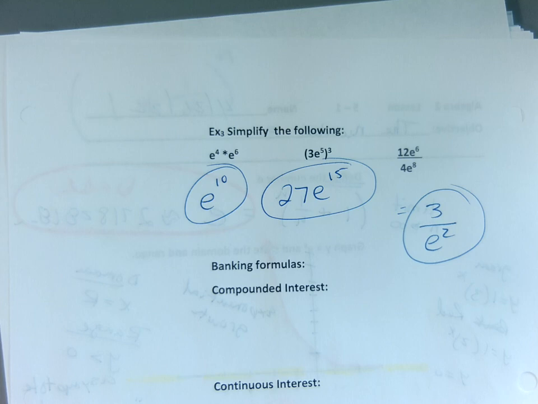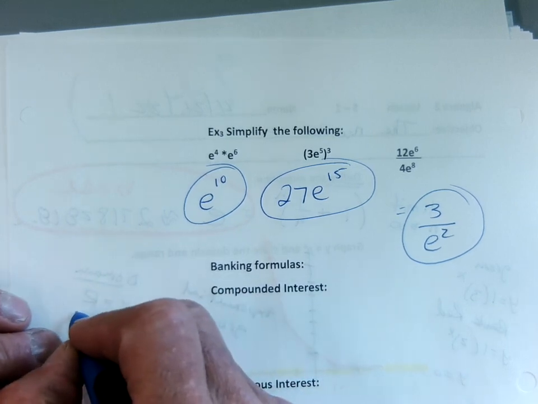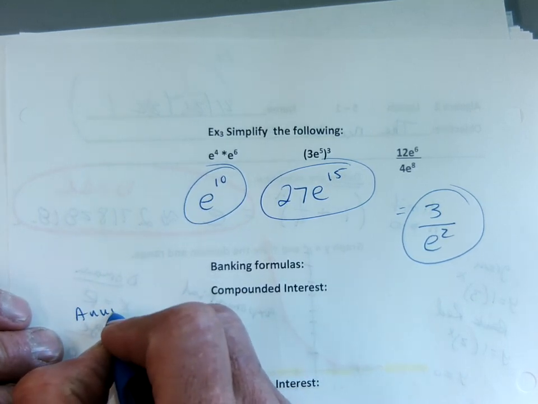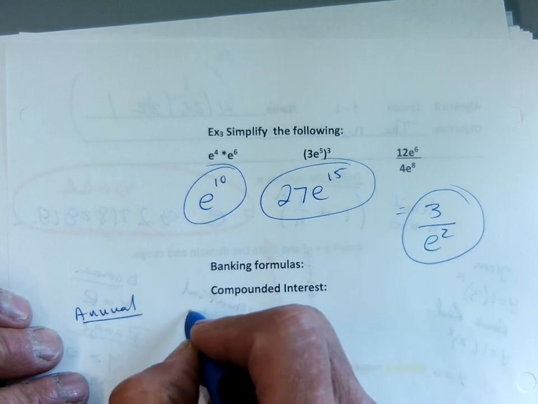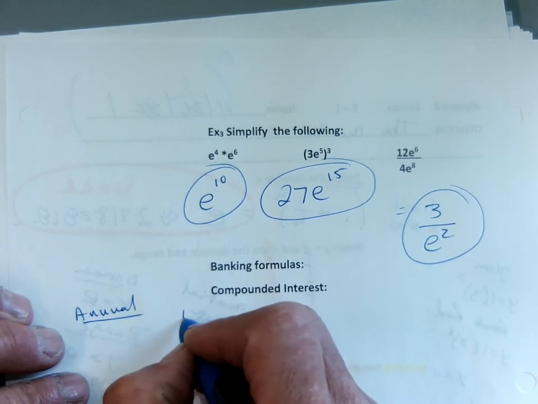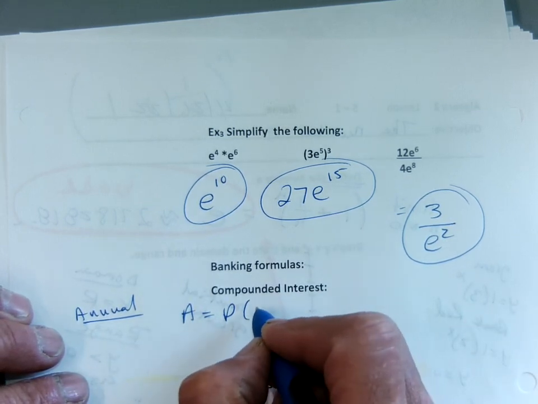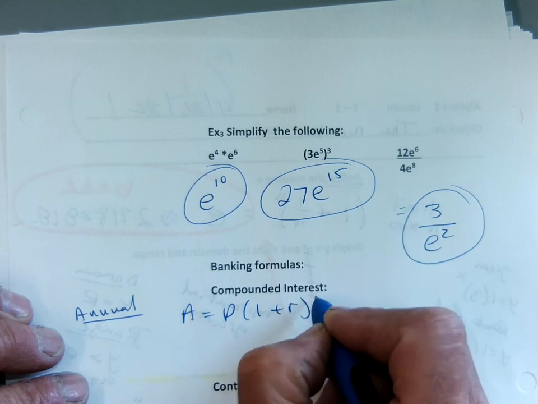Yeah. Now, banking formulas. There's a couple of different banking formulas. First of all, annual interest is simply amount is equal to P times 1 plus R to the T power.